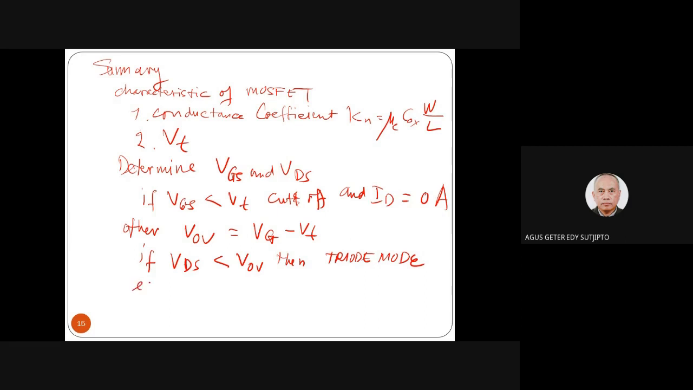Otherwise, where VDS is greater than or the same as VOV, the overdrive voltage, we have the saturation mode.